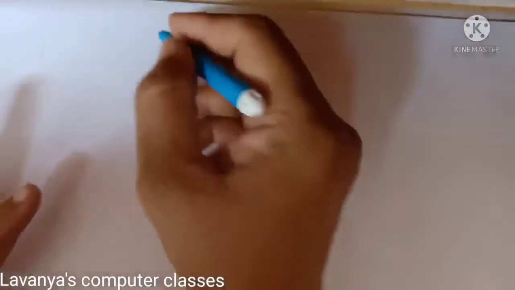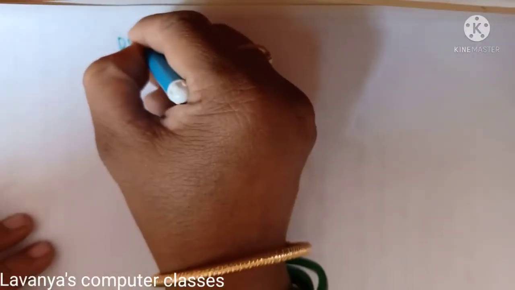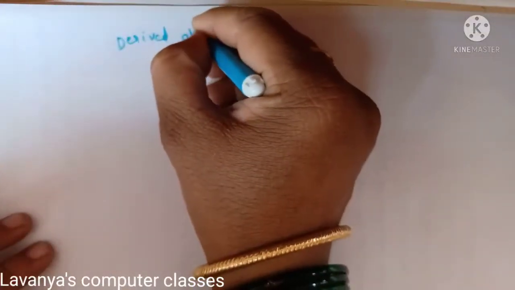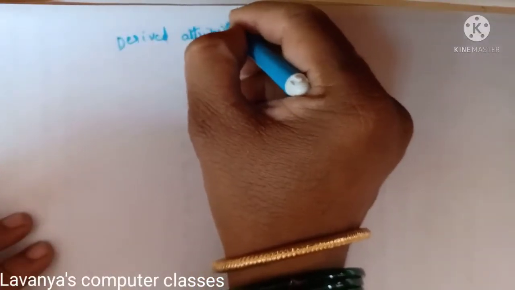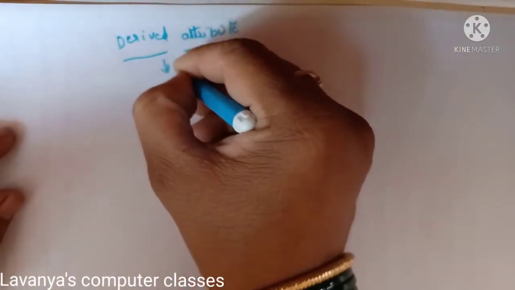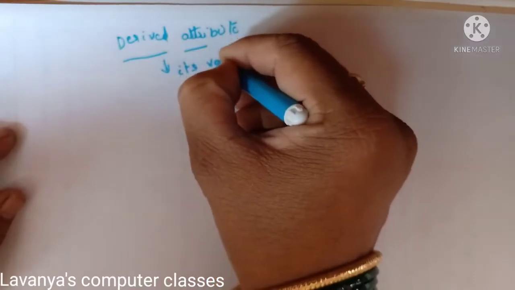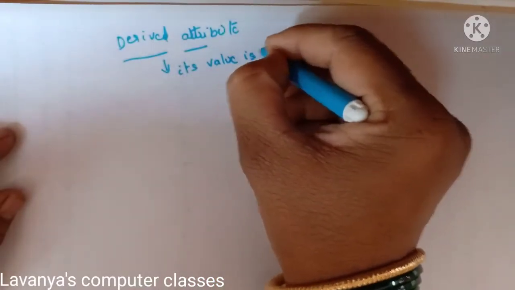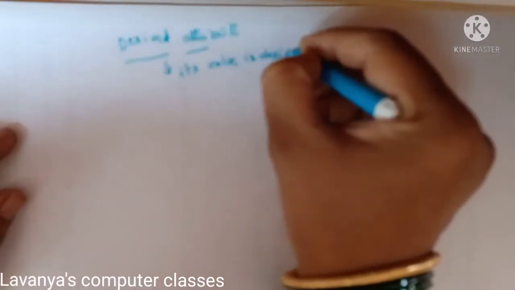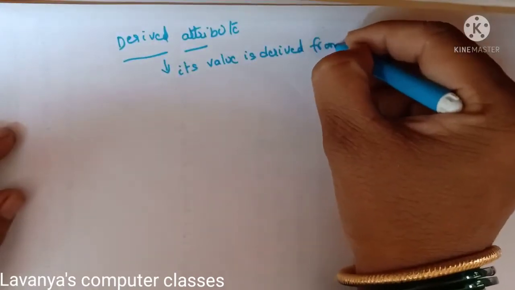Now I'll go for one more attribute, the derived attribute. Derived, as the name says, is not an original one. It is coming from another attribute. Its value is derived from another attribute. That's why it is called a derived attribute. Its value is obtained from another attribute.